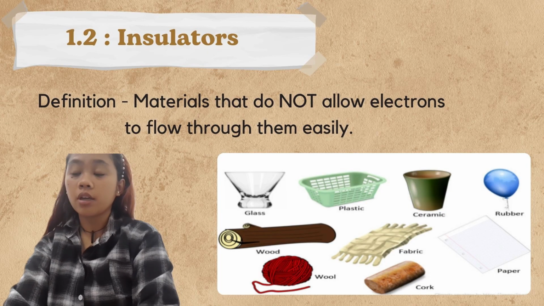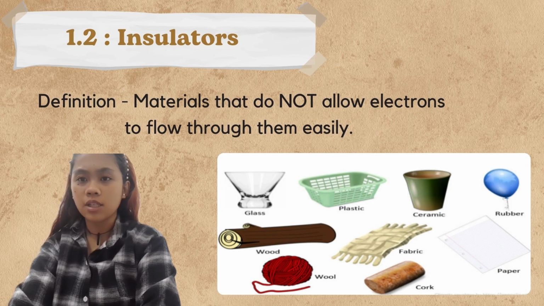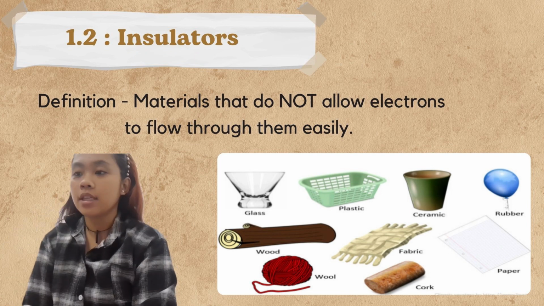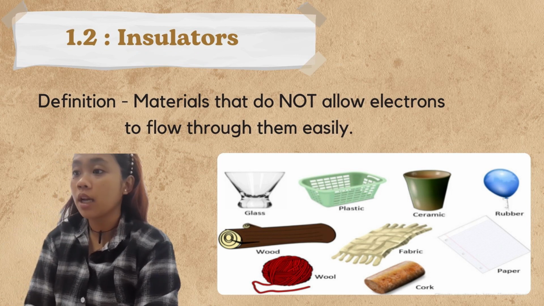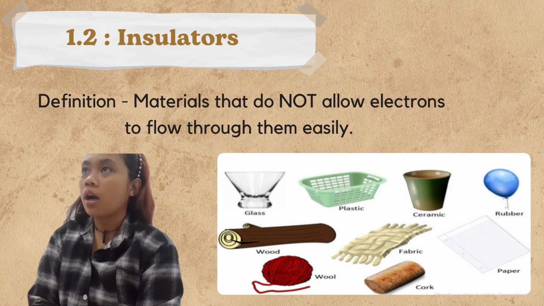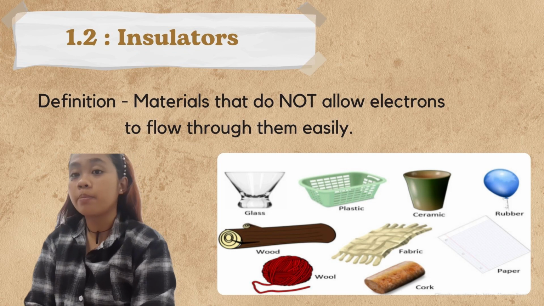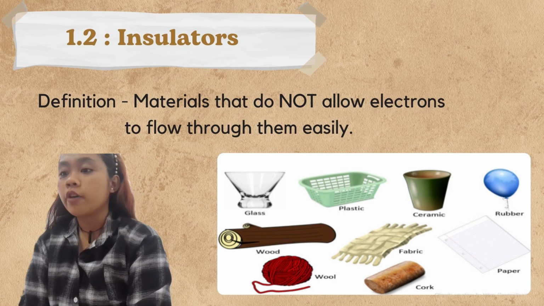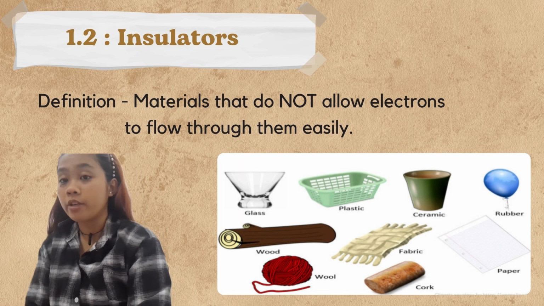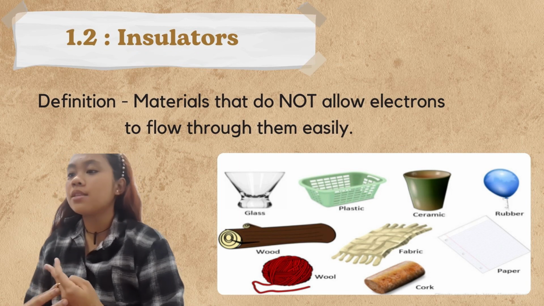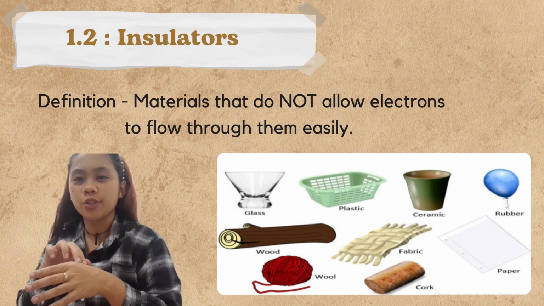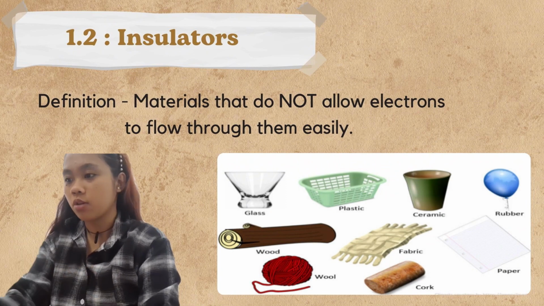Now we are going to get into insulators, conductors, and induced charge. Insulators are materials that do not allow electrons to flow through them easily. In Malay we call it penebat haba. Examples are glass, wood, wool, and obviously plastic, the things that when you touch them, you will not get any type of electrical shock.